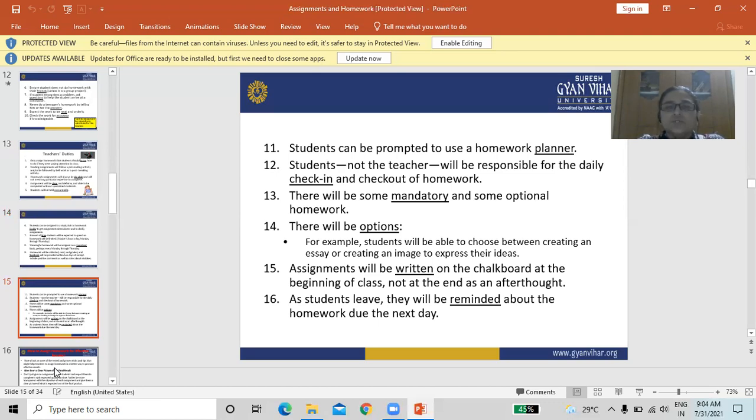A student can be prompted to use a homework planner. A student, not the teacher, will be responsible for the daily check-in and check-out of homework.